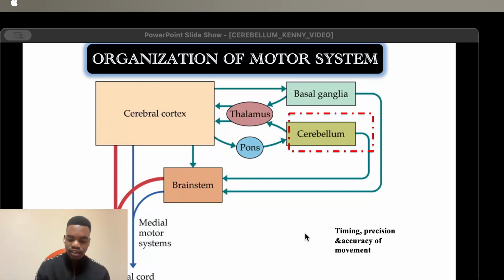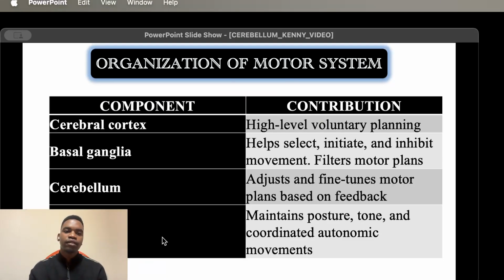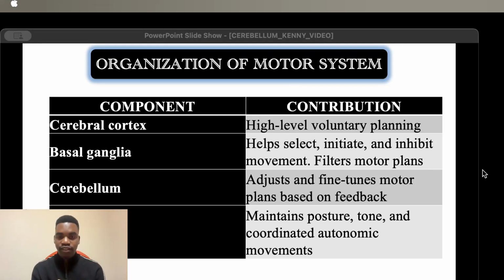So it compares the movement that has been done with the information that was given by the higher cerebral cortex. So this is a summary on this motor organization. So you see, the cerebral cortex deals with higher level voluntary planning, and I want you to note the word voluntary planning, because those kind of voluntary movements, the command will come from the cerebral cortex.